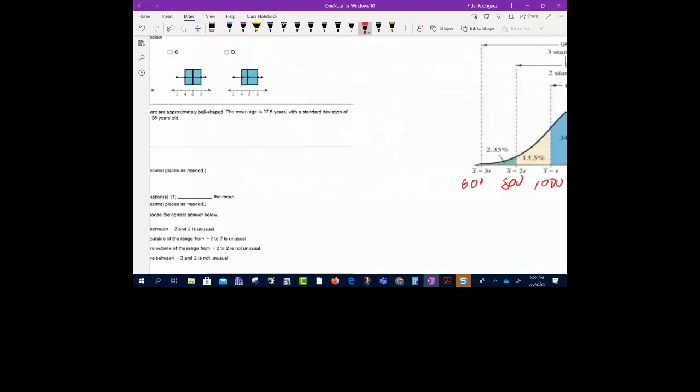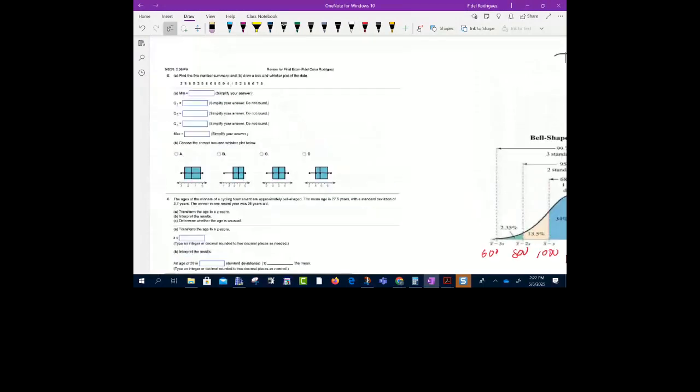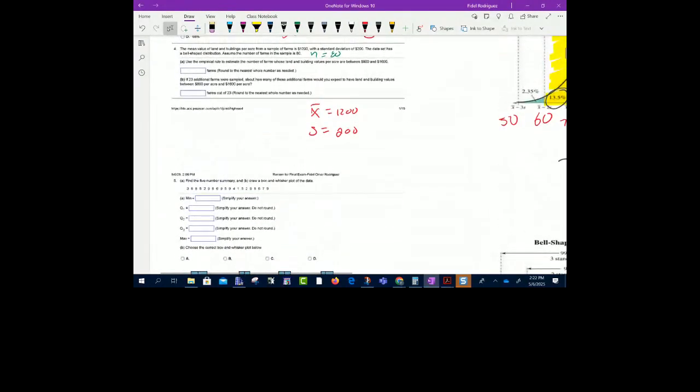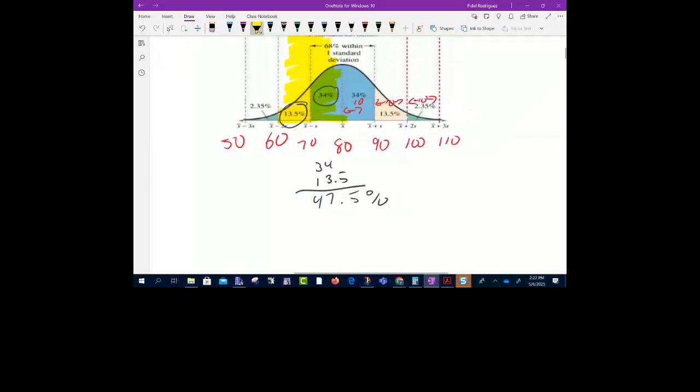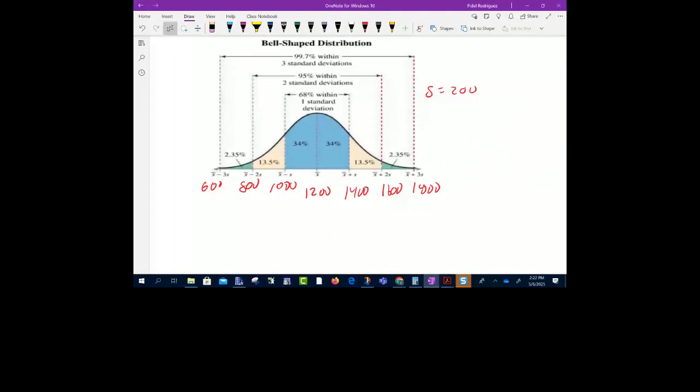Let's take a look at what the question is asking me to do. I'm just going to scroll back up here. Okay, so it says, use the empirical rule to estimate the number of farms whose values per acre were between 800 and 1,600. So look, y'all, we want to go 800 to 1,600. So we're looking at this piece right here. Okay. So look, y'all, look at what we highlighted.